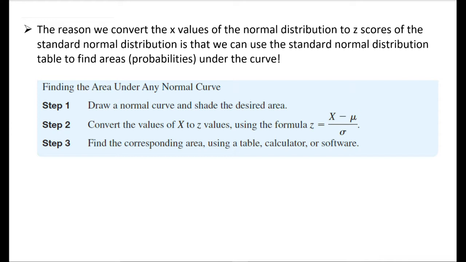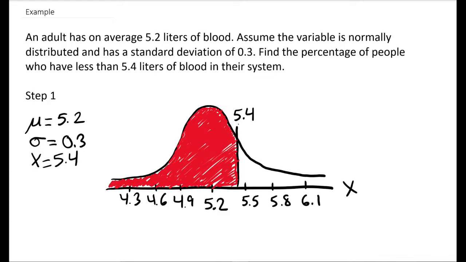And then you're going to use the z table in order to determine the actual value, or you can use a calculator or software. Now the calculator, you have to use a sophisticated calculator, so a scientific calculator will not suffice to calculate these. So we'll be using the table in this course. All right, so let's look at an example.